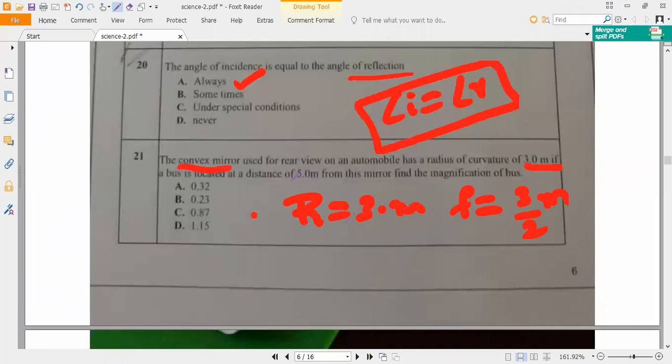Next, a bus is located at a distance of 5 meters. So the object distance is u equal to minus 5 meters. And the focal length is plus or minus? Plus. Correct. Now find the magnification of the bus, they are asking.